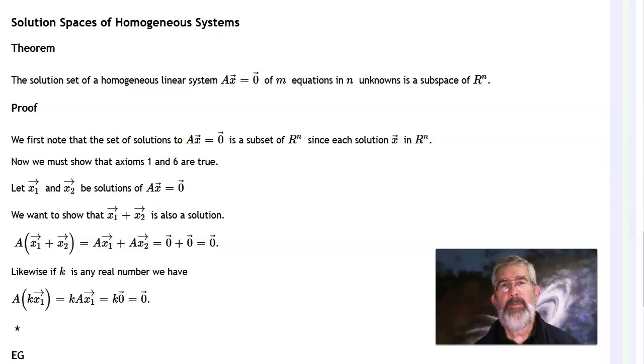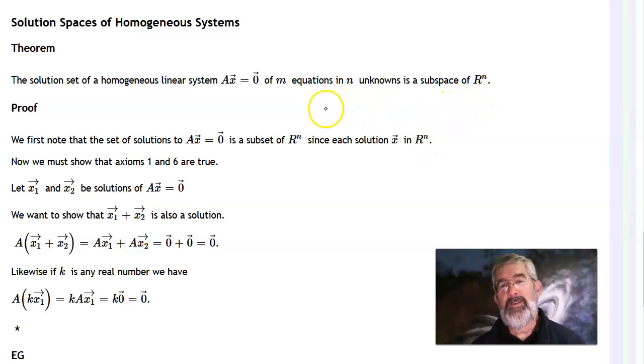In this video, I want to remind you of something that we've actually already seen in this course, and that is, although we didn't say it this way, the solution set of a homogeneous system of m linear equations in n unknowns is a subspace of Rn.